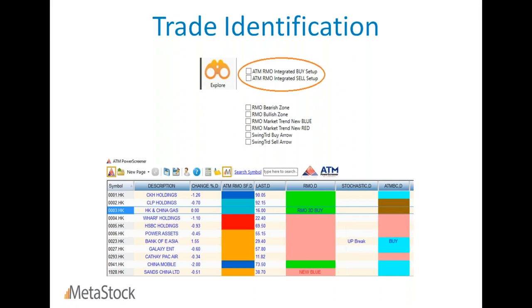It sends you an email alert. It has a voice alert that voices out, there's a buy on such and such stock on the RMO. So the beauty is, it is self-sufficient. It doesn't depend on you running a scan or you having to come in every bar. So let's say if I'm on a 5 minute bar, I'm not going to run the Explorer every 5 minutes, but here the power screener is going to pick it up.